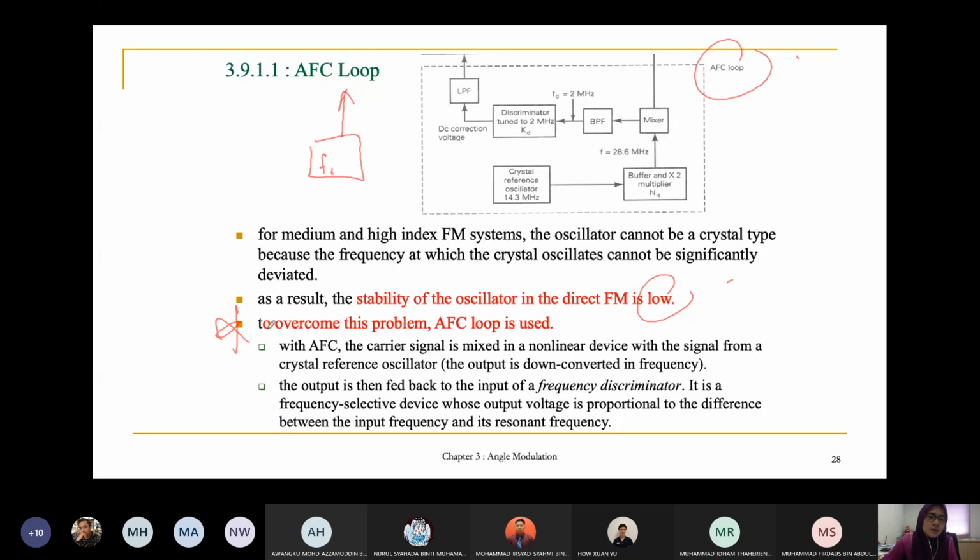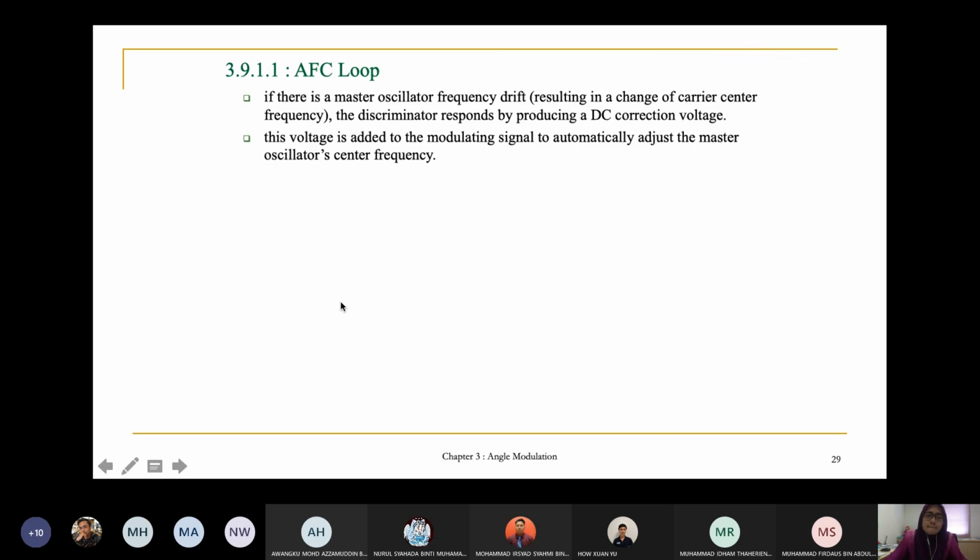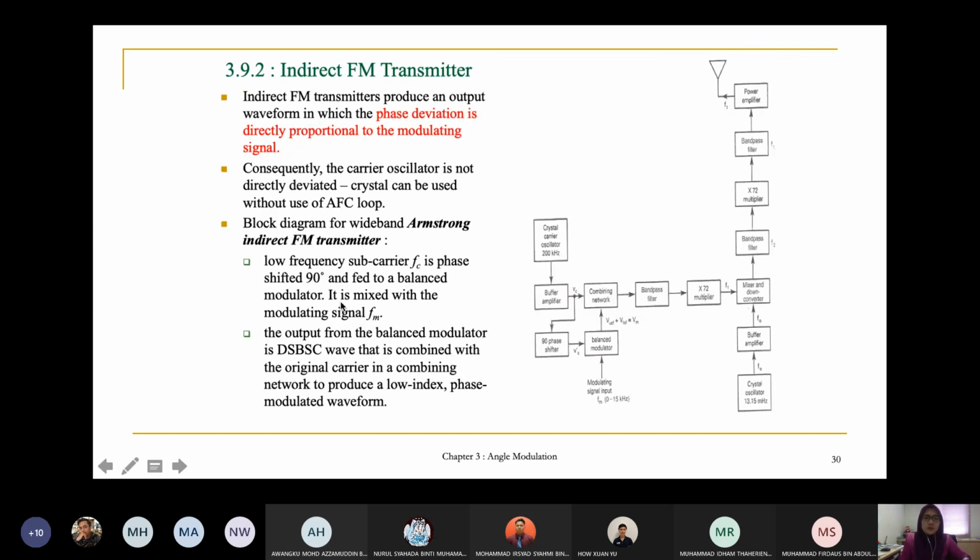Why do we need the AFC loop in a direct FM transmitter? To overcome the problem of stability caused by the crystal reference oscillator used to generate the carrier frequency. Okay, so that one is the direct FM transmitter.